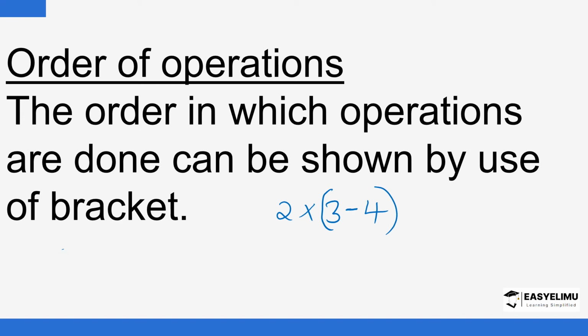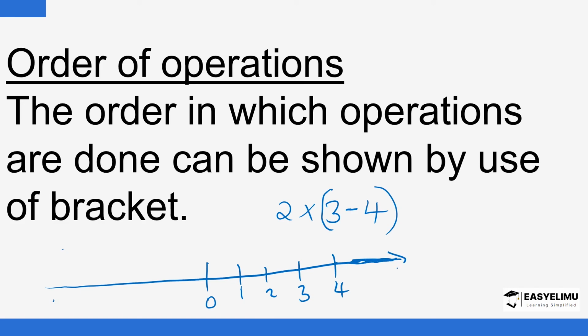So you can use the number line: 0, 1, 2, 3, 4. We have -1 here, -2, -3, -4. And of course, the arrows must be used to indicate that we are moving. The trend is supposed to continue beyond that. So maybe 5 could be here.